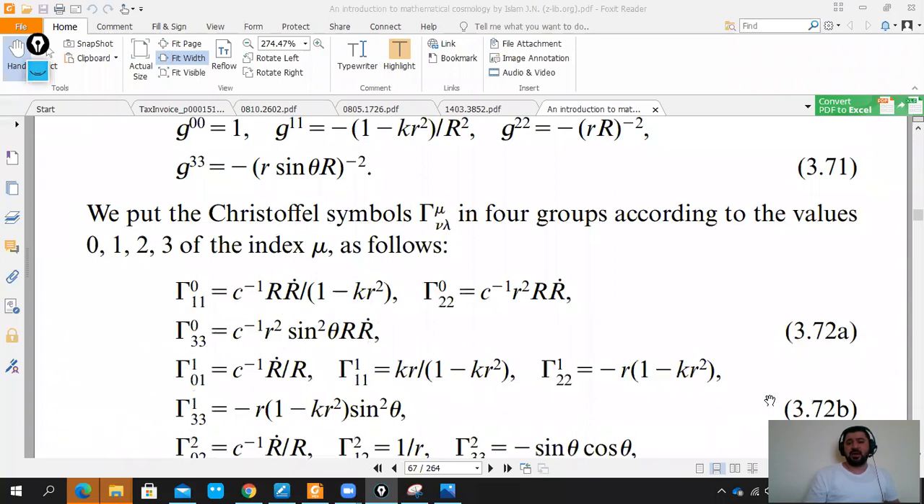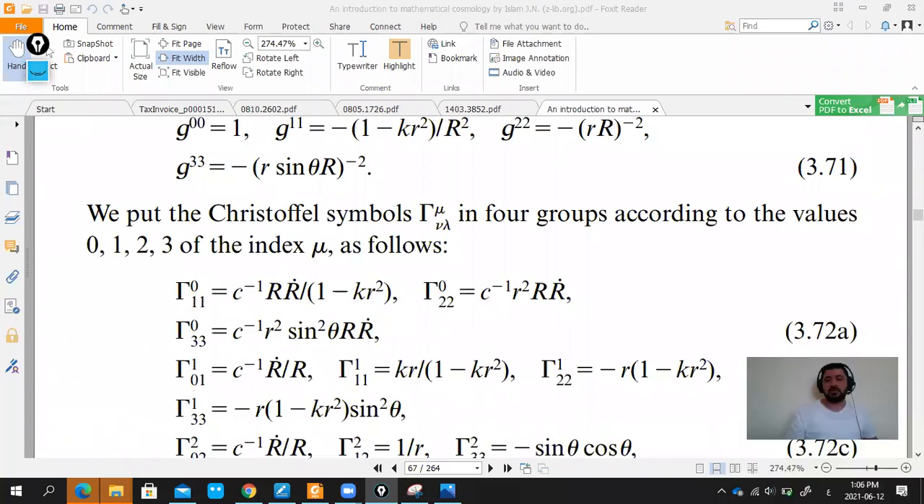By doing this, we can find the non-zero components of so we can find the non, just 1 second, please.